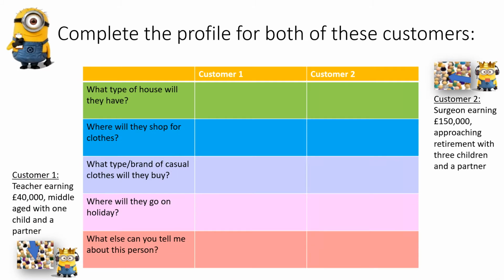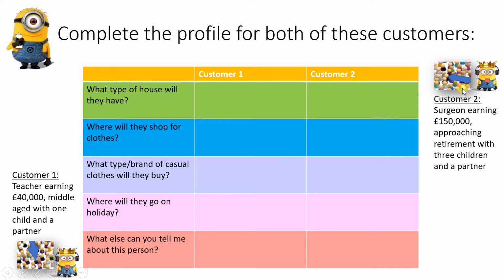Here's the table for Carl, and you need to complete the profile for both of these customers. Customer 1, the teacher. The teacher earning £40,000, middle-aged with 1 child and a partner. On that middle column of customer 1, I'd like you to come up with the decisions for each of those questions, and as long as they're sensible and realistic, then you can't actually go wrong. So off you go and have a try and make it relevant to who that customer is.